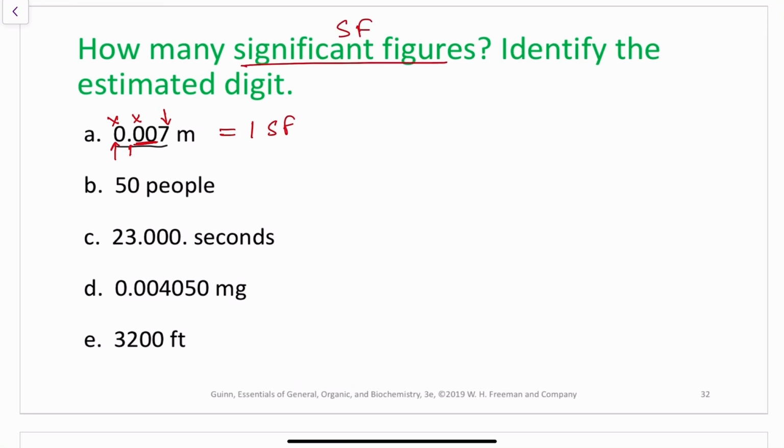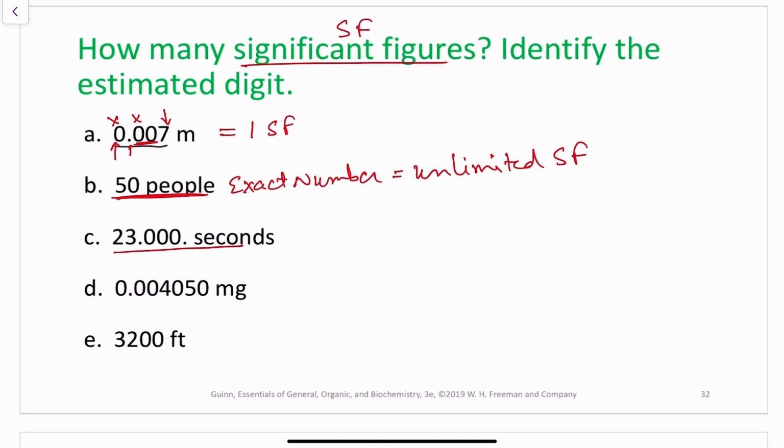50 people. The time I say 50 people, this is an exact number. And for an exact number, we have unlimited significant figures.